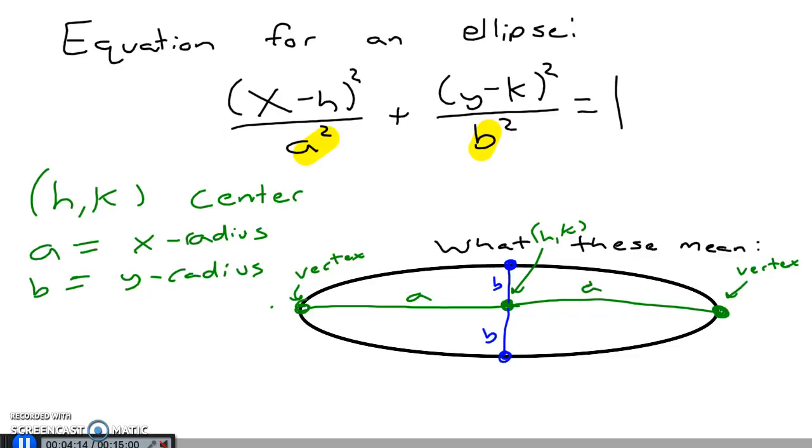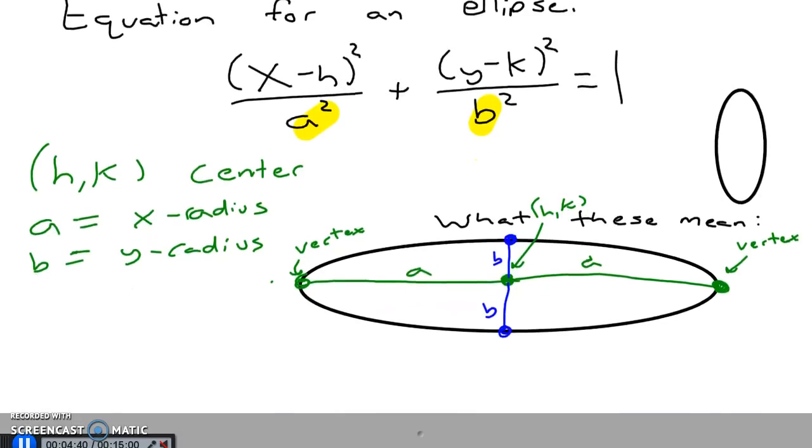In this case, the ellipse is wider than it is tall, and that's because the a value is larger than the b value. There will be times that the b value is larger than the a value, in which case you would have an ellipse that is more vertical than horizontal.